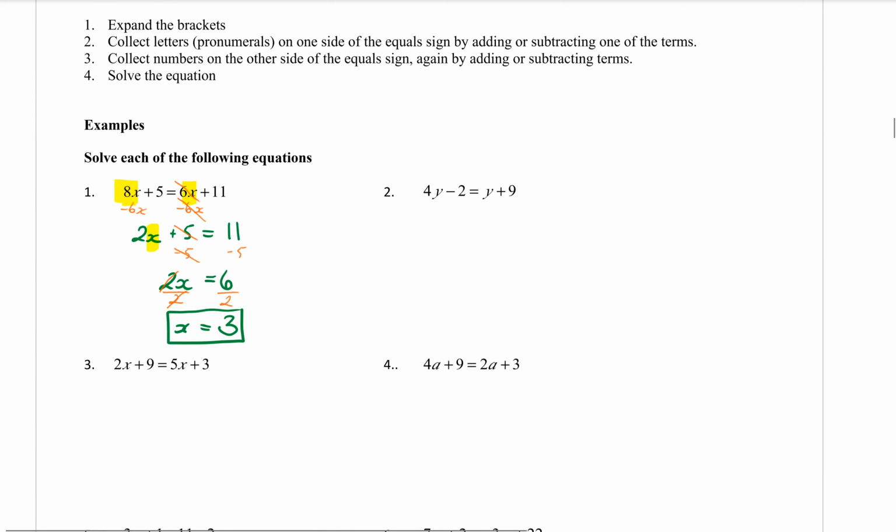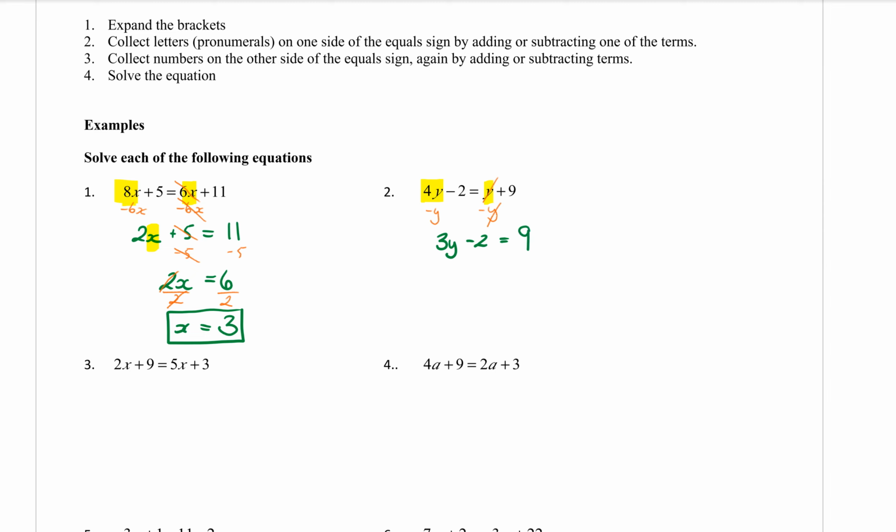So question 2, we can see that we have 4y on one side and y on the other. Remember that a y by itself is a 1y. So the smaller of the two terms is the 1y. So the opposite would be to minus y. Put the y's underneath each other. So the y's will cancel off. 4y take away 1y is 3y. I still have the minus 2 equals, and on the right side I still have the 9.